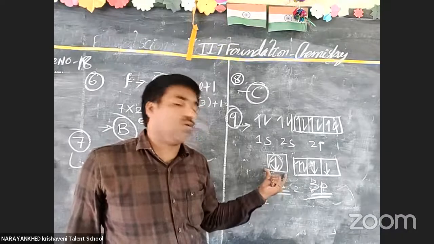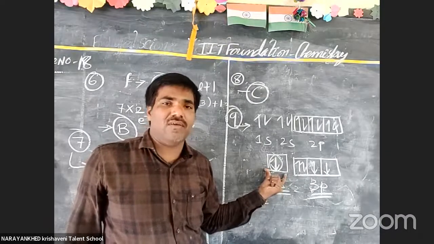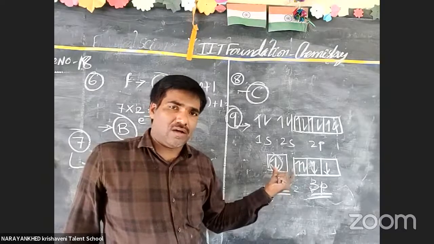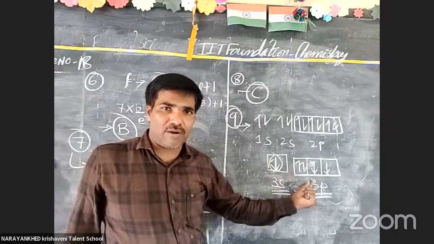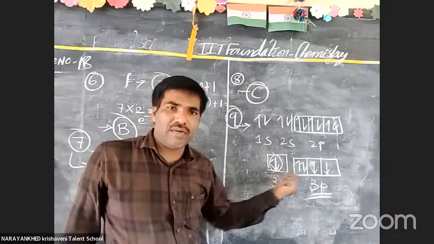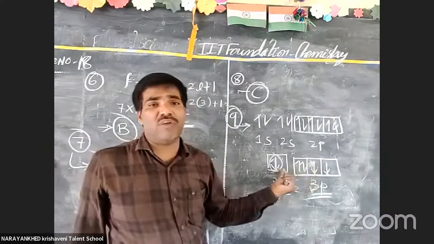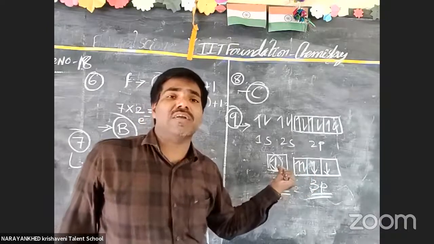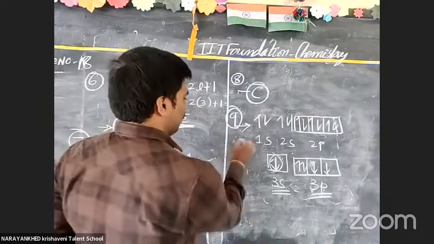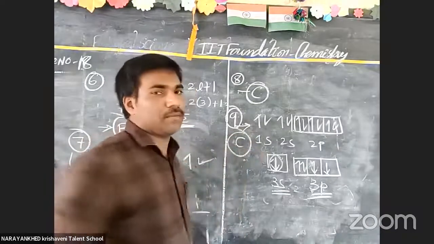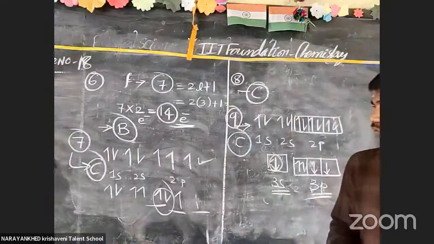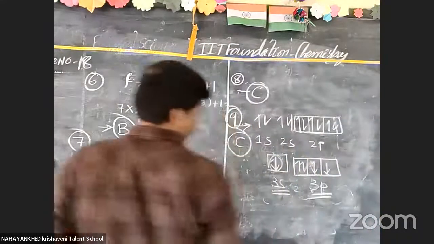Electrons are available, but the 3s is not filled by 2 electrons. That's why the rule broken is Hund's rule again. The ninth concept is also Hund's rule only. Now one more question, the 10th question.